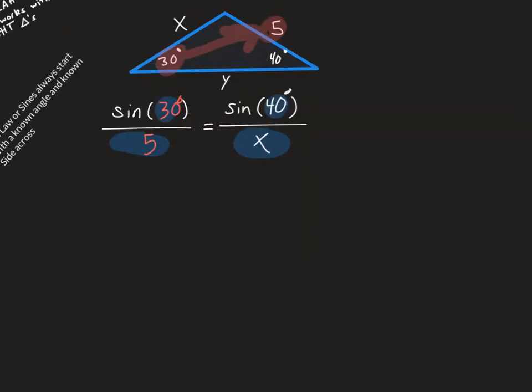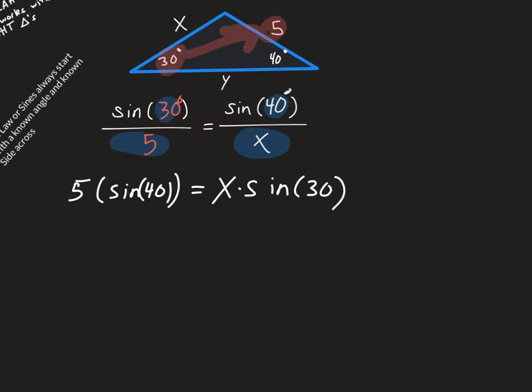I got rid of the video to make a little bit more room for all of the work. So here I have a fraction equal to a fraction, so I can just cross multiply. I'm going to take the denominator, the 5, times the sine of 40. So 5 times the sine of 40 is going to be equal to the first numerator times the second denominator. So I might say sine of 30 times x, or maybe x times the sine of 30.